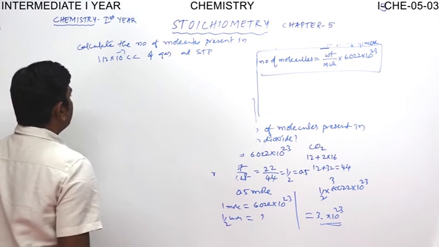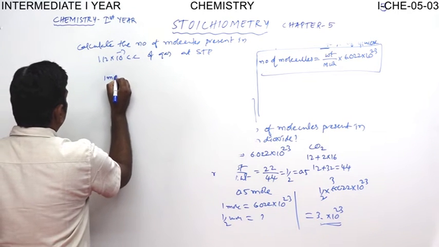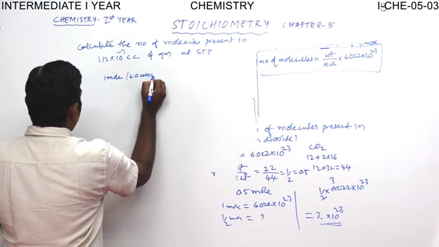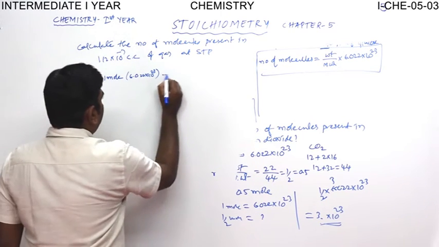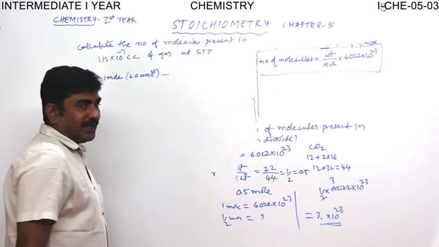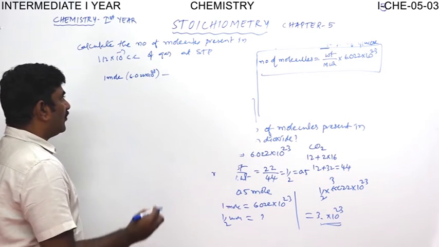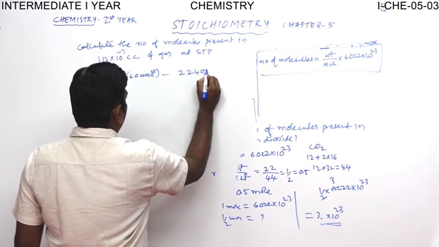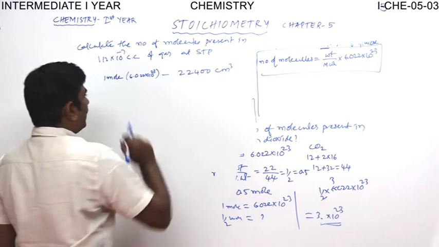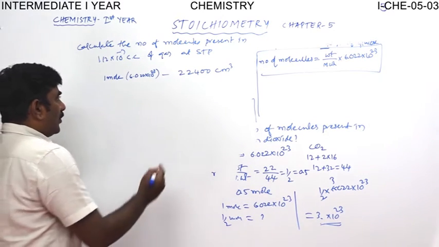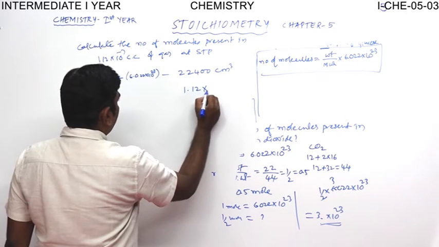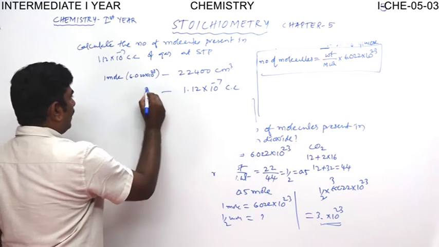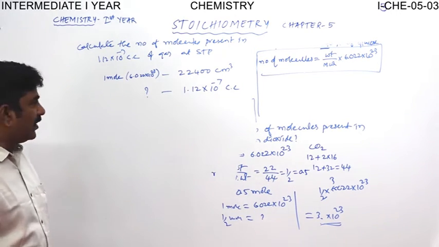Now, how can we do this? For example, 1 mole of gas means how much? 6.022 into 10 power 23 molecules. There, it occupies at STP 22.4 liters. 22.4 liters, as we already discussed, is 22,400 centimeter cube. CC means centimeter cube. So how much volume do we have? 1.12 into 10 power minus 7. So how many molecules does it contain?